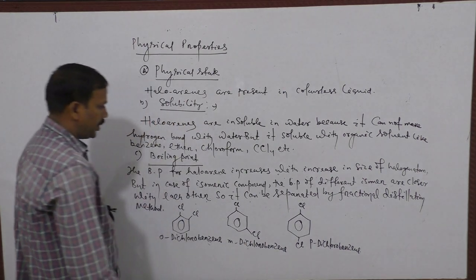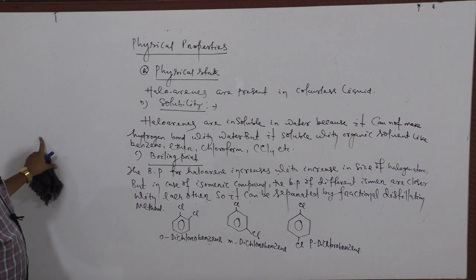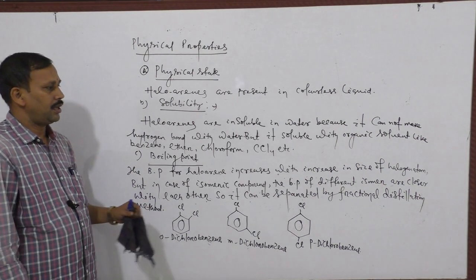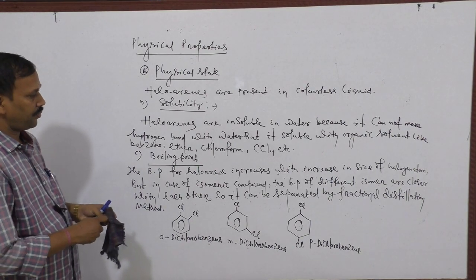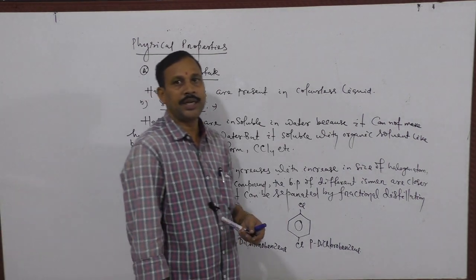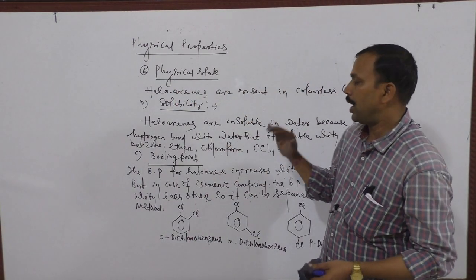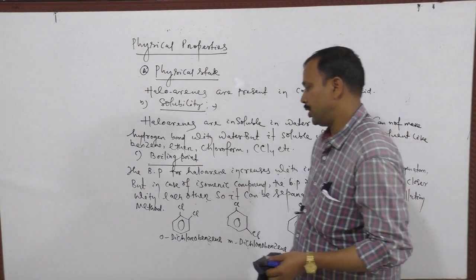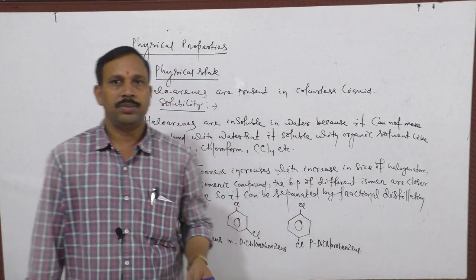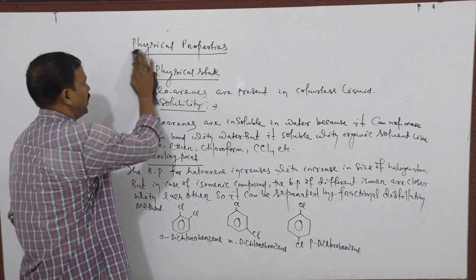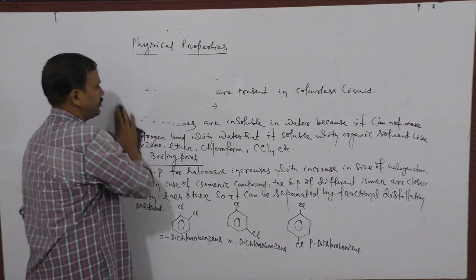Here the boiling points of these three are closer with each other, so they cannot be easily separated by fractional distillation method. But if halogen varies, then boiling point increases with increase in size of halogen atom. So if iodine is there the boiling point will be higher, if bromine is there it will be less, chlorine less, fluorine less. Then fourth property will be melting point.